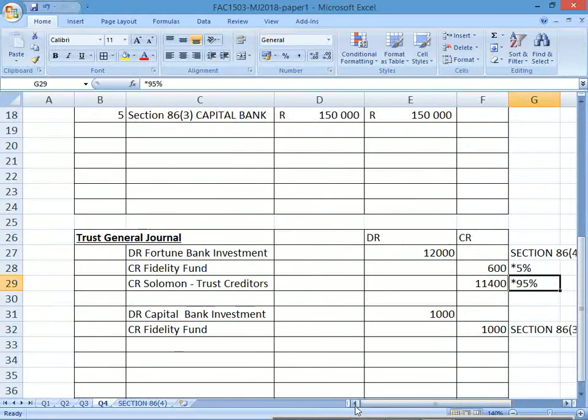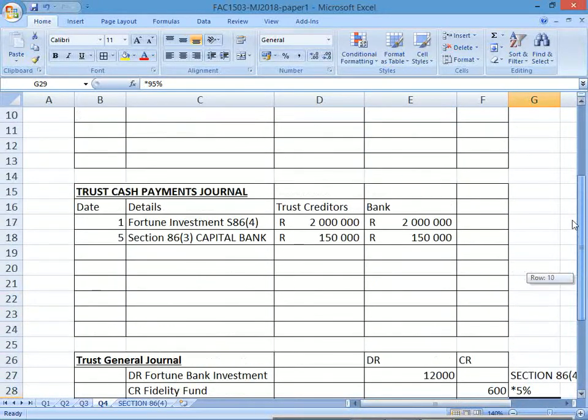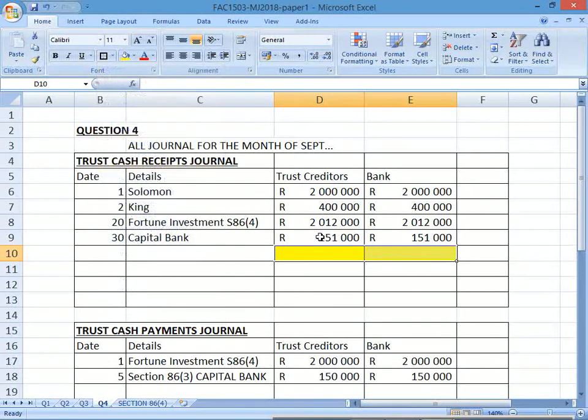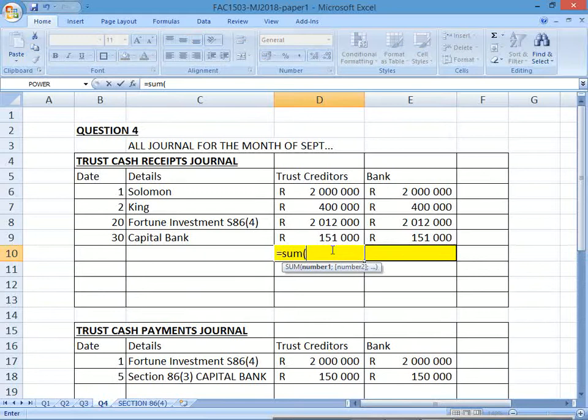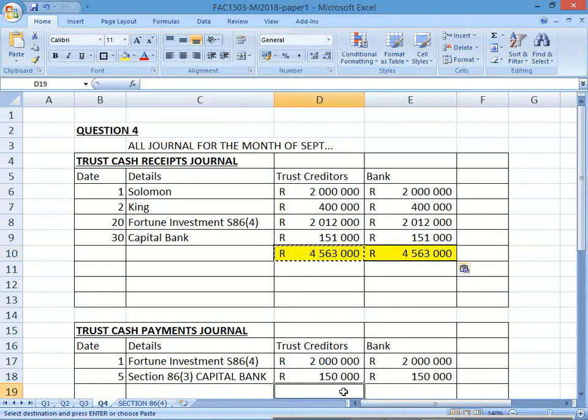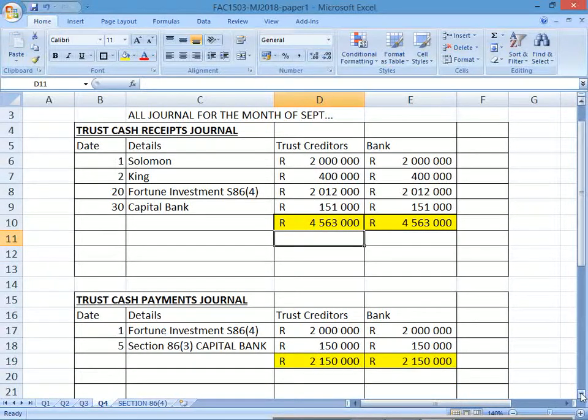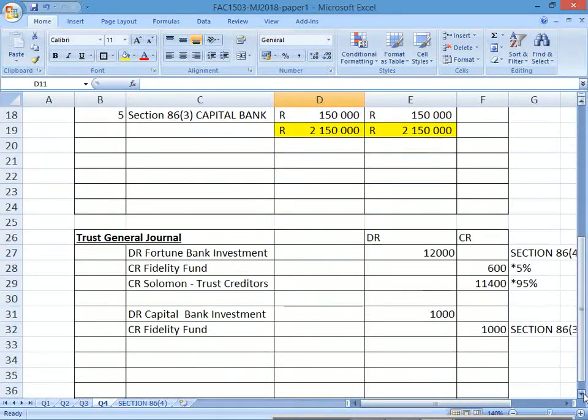Okay. Then we need to just total up. So if I'm looking at these journals, you would just literally add up, sum up. So I'm just going to quickly add up. Sum up that. Sum up that. And that's it. Question 4 completes. Save. Okay, so we've done that. We've done the 2 journals.